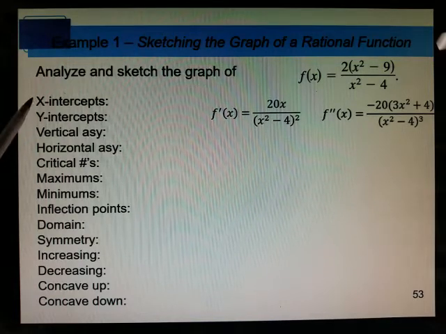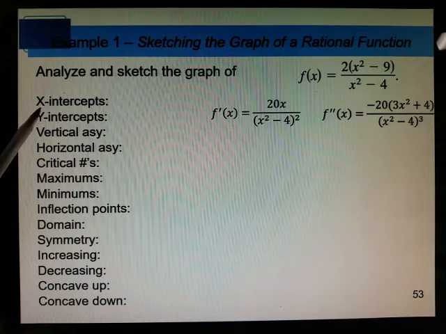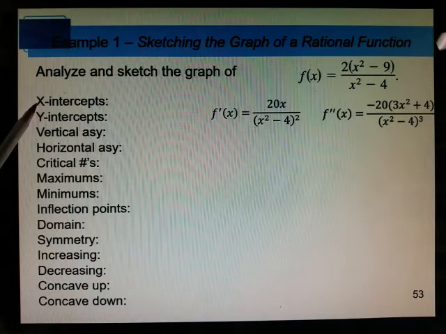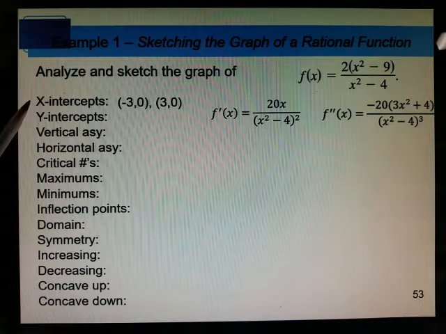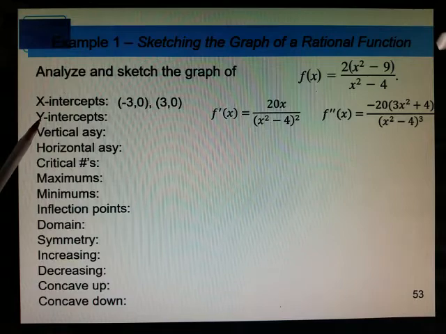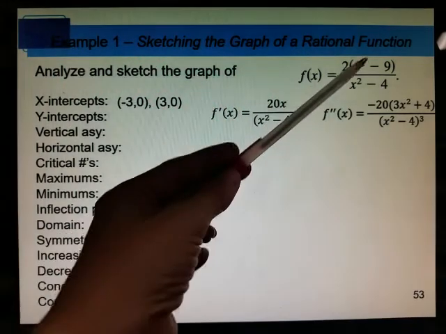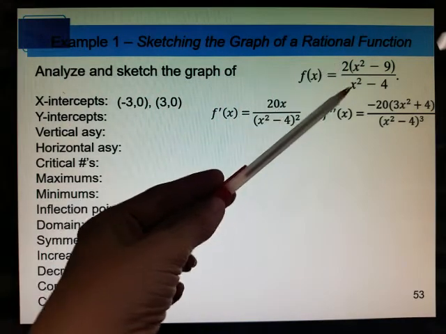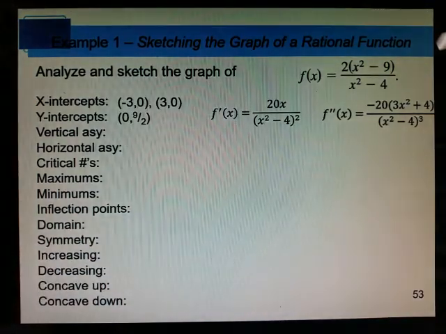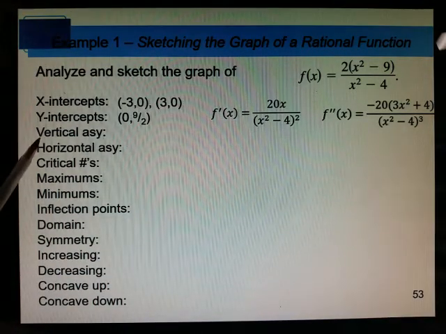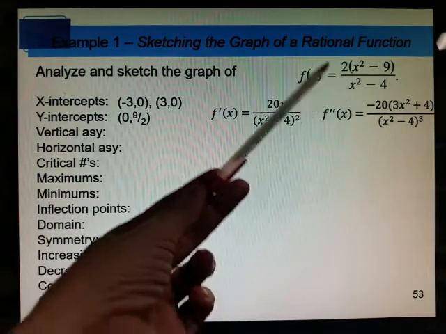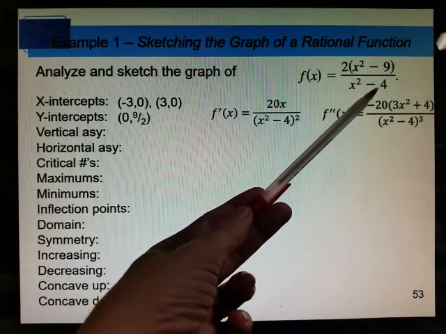All right, so my x-intercepts would mean to find x when y is 0. Well, the only time y can be 0 is if that numerator is 0. So that's going to be 3 and -3. My y-intercept means to find y when x is 0. So if x is 0, that'd be -18 on top. That'd be a -4 on bottom, therefore 9/2. Vertical asymptotes. Nothing factors and cancels, so my vertical asymptotes are x equals 2 and -2.